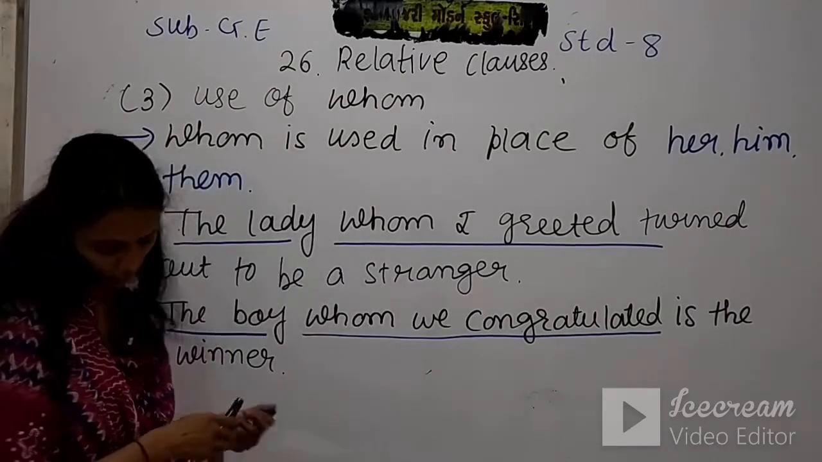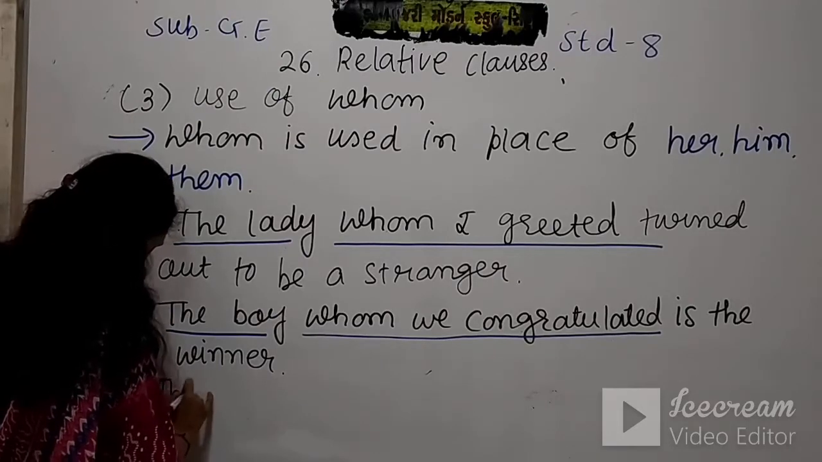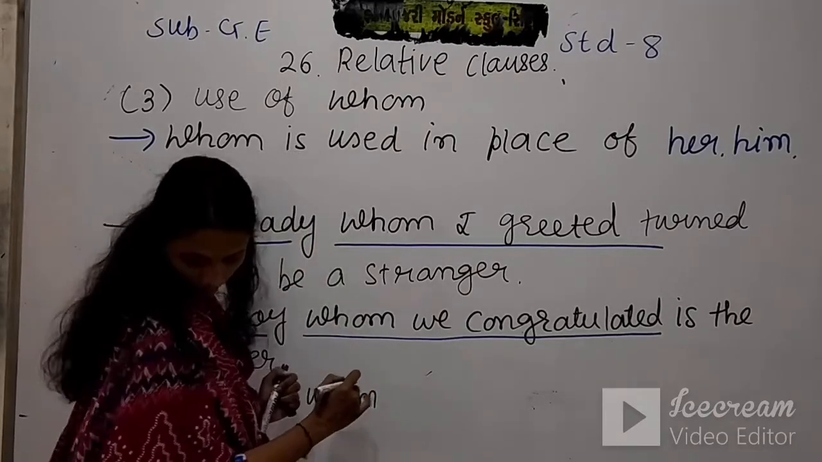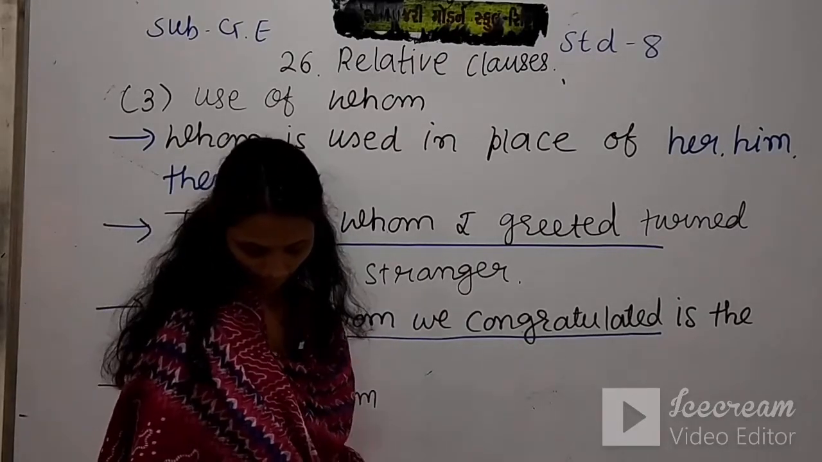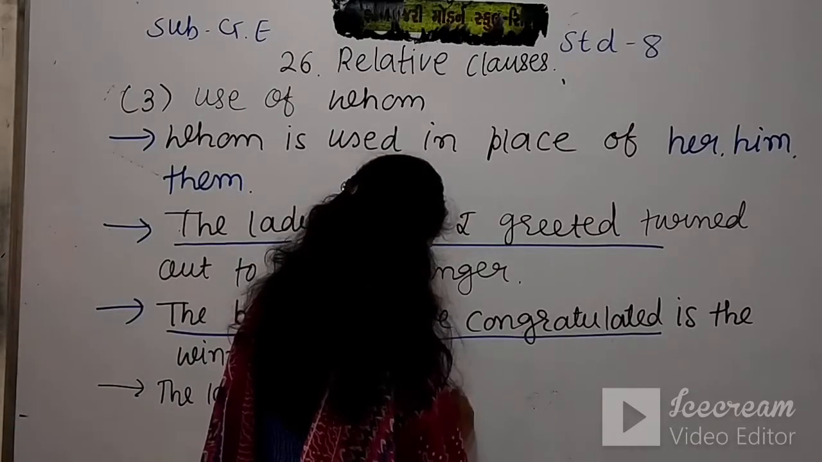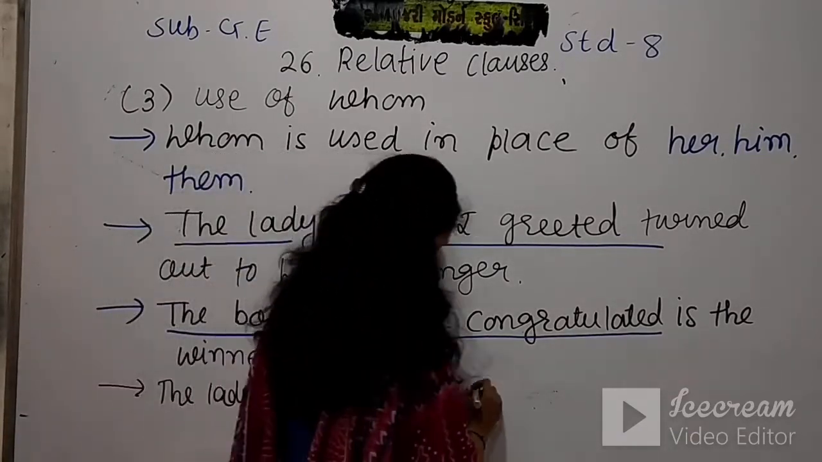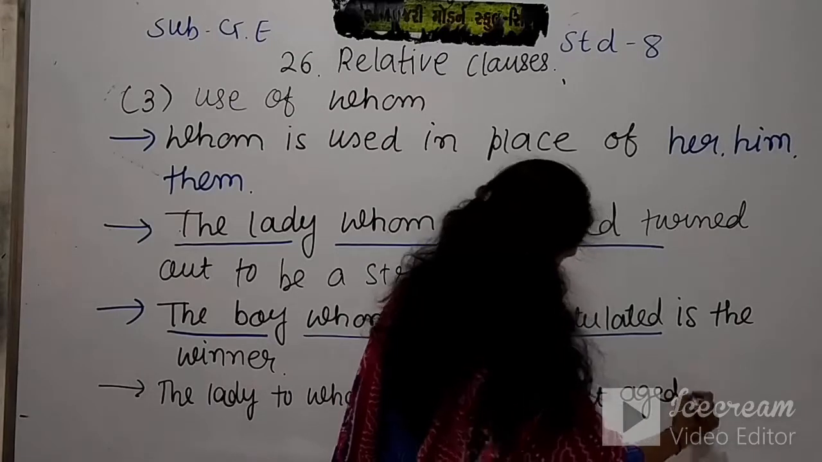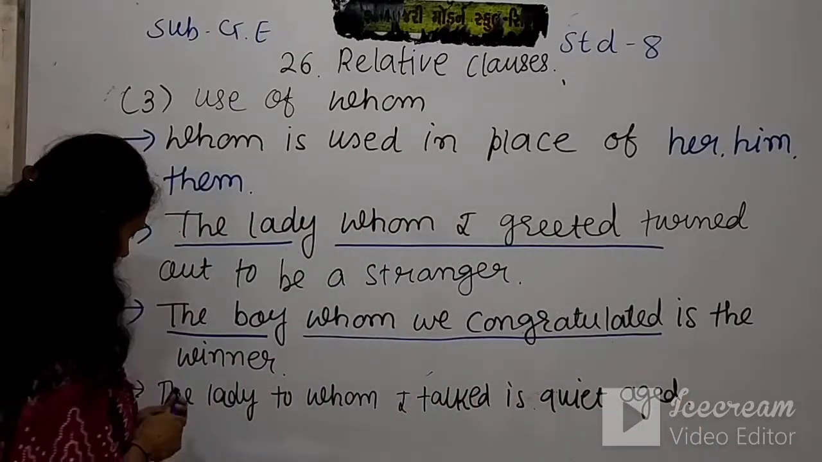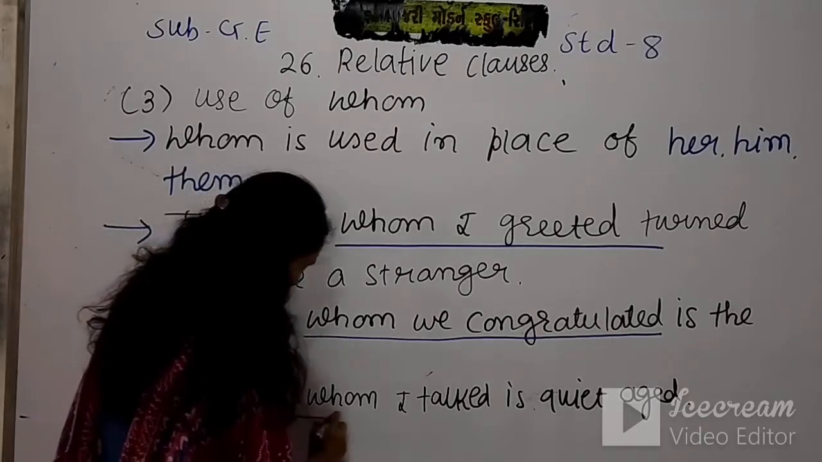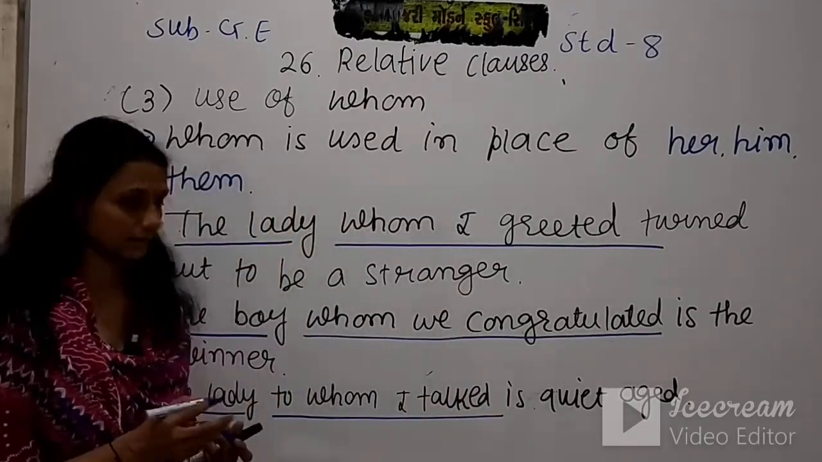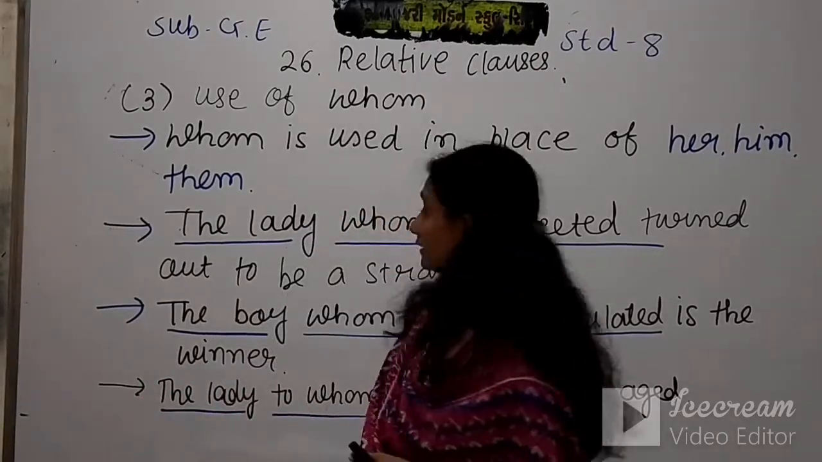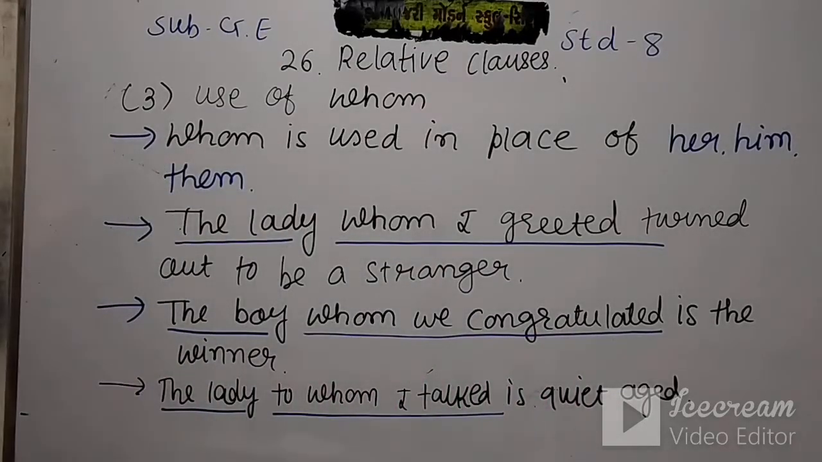The lady to whom I talked is quite aged. Here again the lady is a noun and to whom I talked is our relative clause. So these are the examples of whom. This way we can use it. Please note this down, and after that we'll go for other examples.